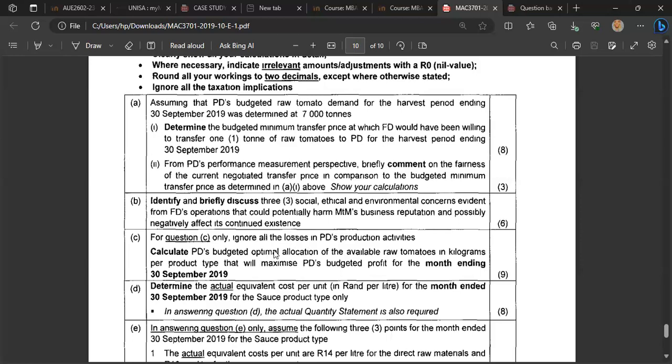So if you have run out of time, then you quickly want to put in that format, contribution and then contribution per limiting factor, which is C, at least to show the markers that if you had enough time, you're going to do the right thing.